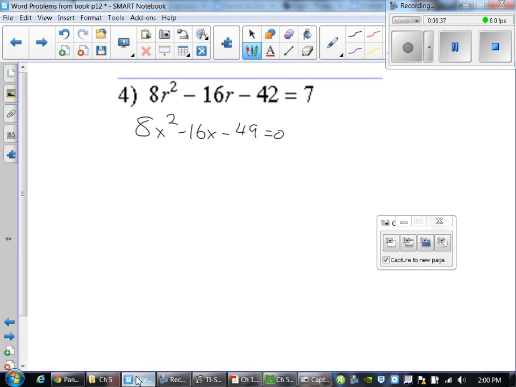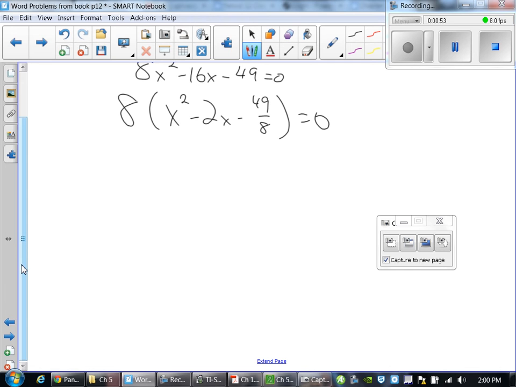Factor out the 8. Divide everything by 8. I have x squared minus 2x minus 49 over 8 is 0. Does that 8 have anything to do with the problem anymore? Nope. Divide it out. So now I'm left with, I'm going to move the 49 over 8 at the same time.